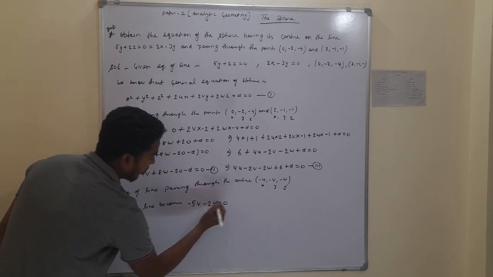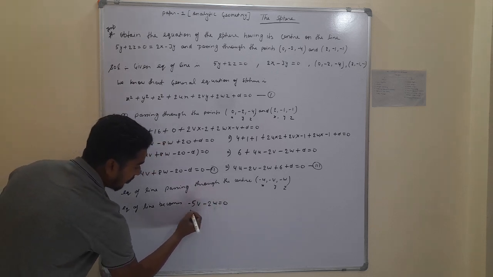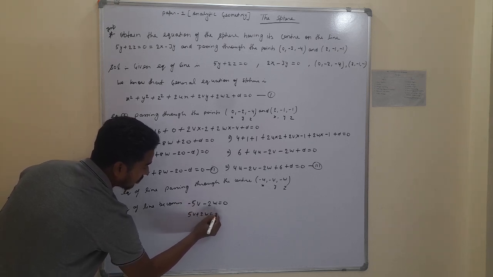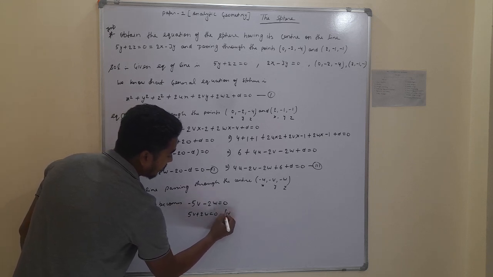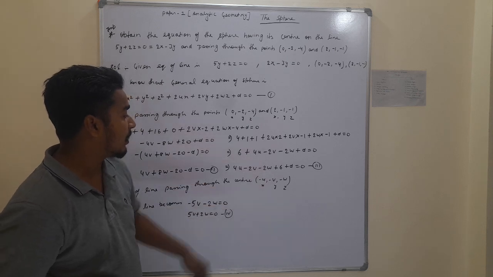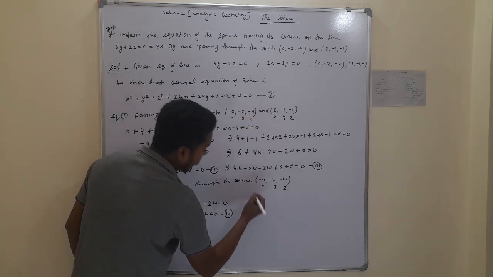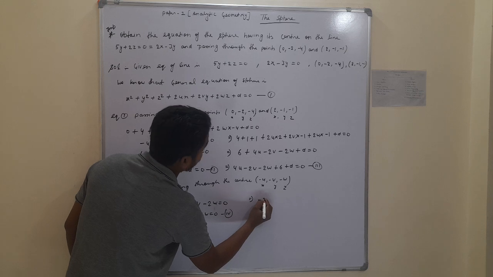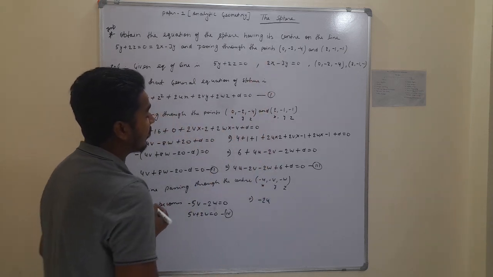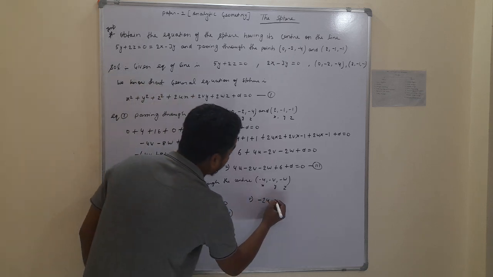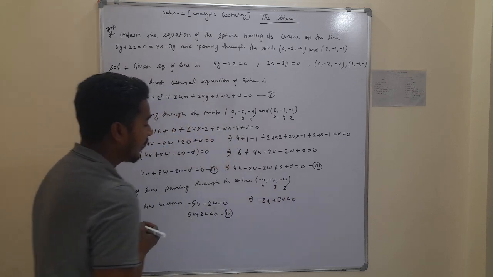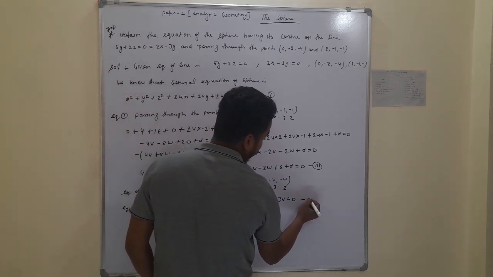2w is equal to 0. And taking minus common, we get 5v plus 2w is equal to 0. Let this be equation fourth. Similarly, in the second line passing through minus of u comma v comma w, we get minus 2u, minus v, and plus 3v. So we write here plus 3v is equal to 0. And let this be equation fifth.